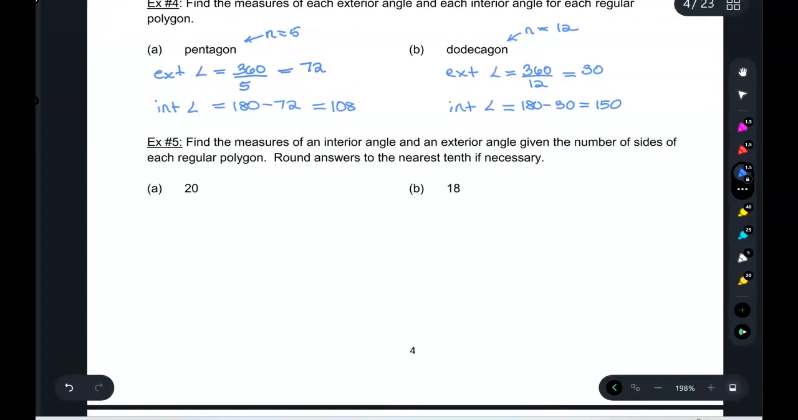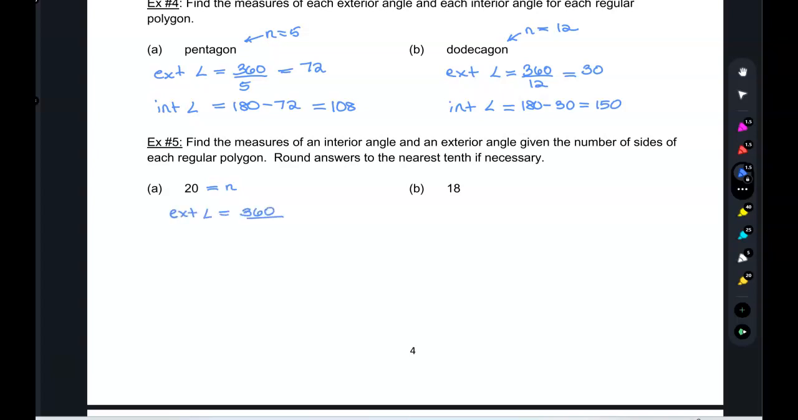Okay, last example. Here we have a 20-sided polygon. We want to find the measures of the interior and exterior angles. Same question as the last one, so what would we do? 360 divided by 20, so that'll give us an exterior angle. The number of sides is always n. So 360 divided by 20 is 18.